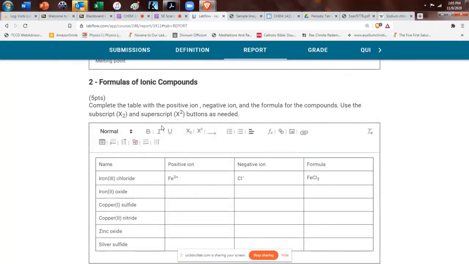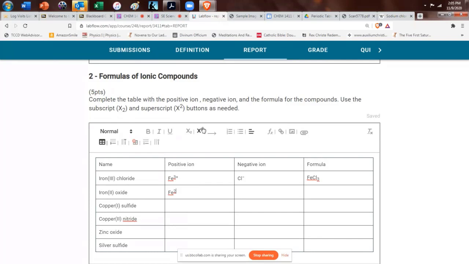It says, complete the table with the positive ion, negative ion, and the name. Well, this is actually even easier than the previous one, because in this case, it actually gives you the charge. So iron 2, that's just going to be Fe with a 2 plus charge. Fe with a 2 plus charge. Copper 1, just copper with a 1 plus charge.